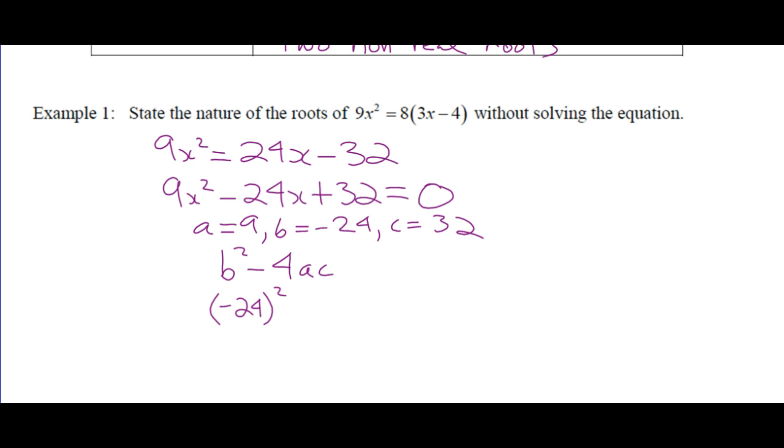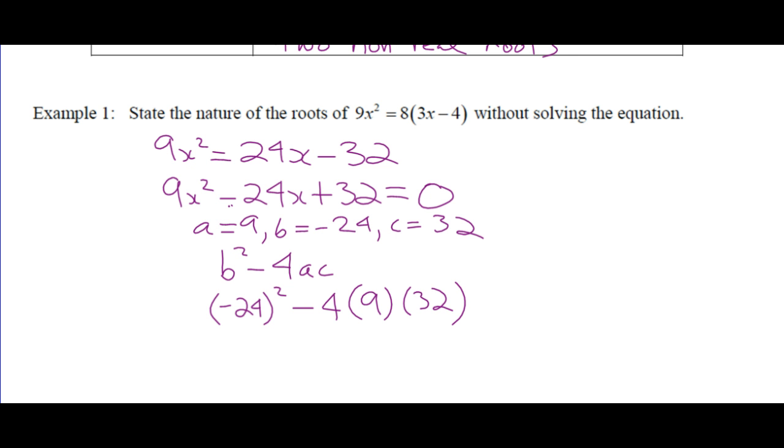No. Okay, so we aren't solving, but we have to have a quadratic equation in order to figure out the nature of the roots, right? So we basically got to figure out b squared minus 4ac, right? If it's greater than 0, we're going to say one thing. If it's equal to 0, we're going to say another thing. And if it's less than 0, we're going to say a third thing. So I got b squared minus 4 times 9 times 32.